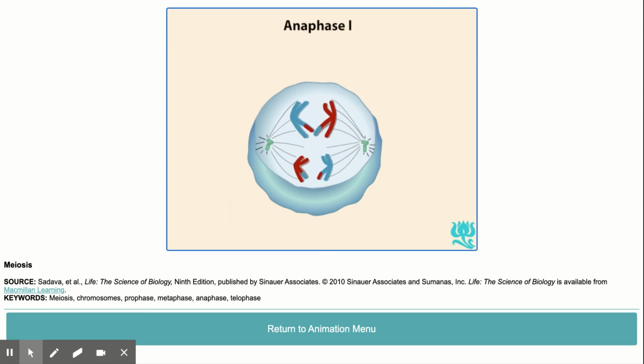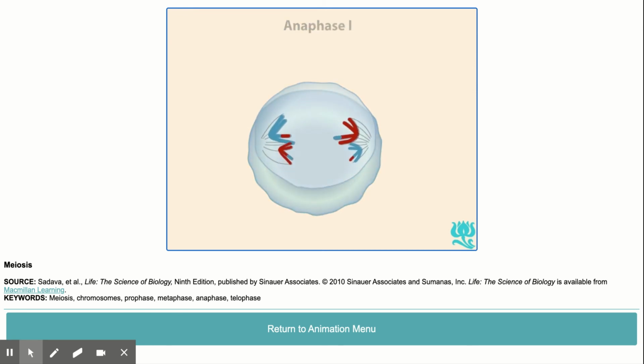During anaphase 1, chromosomes from each pair move to opposite poles of the cell. The centromeres of the chromosomes do not divide, so each chromosome still consists of two sister chromatids, which now may not be genetically identical due to crossing over.